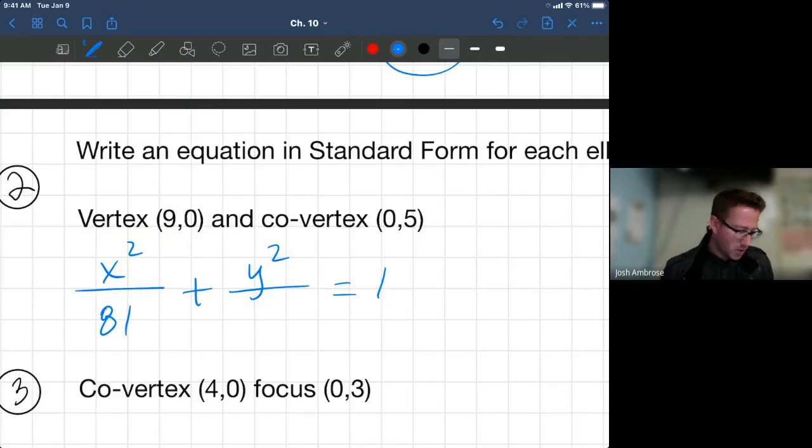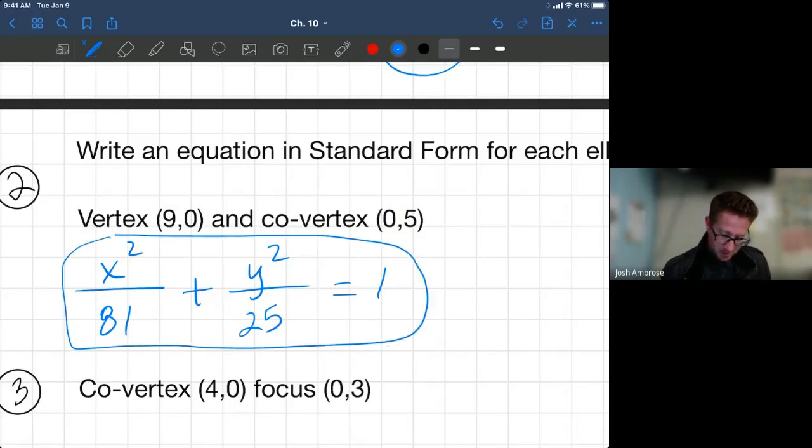Look at the co-vertex. That is our b value, and this fits perfectly again because in the horizontal part of the chart, your x value should be 0. And if you look back at the chart for the co-vertex, the x value is 0. The b value is the other point right here, which is 5. Square that, and you get 25. This is the equation they are looking for. That's the equation in standard form for a horizontal ellipse.